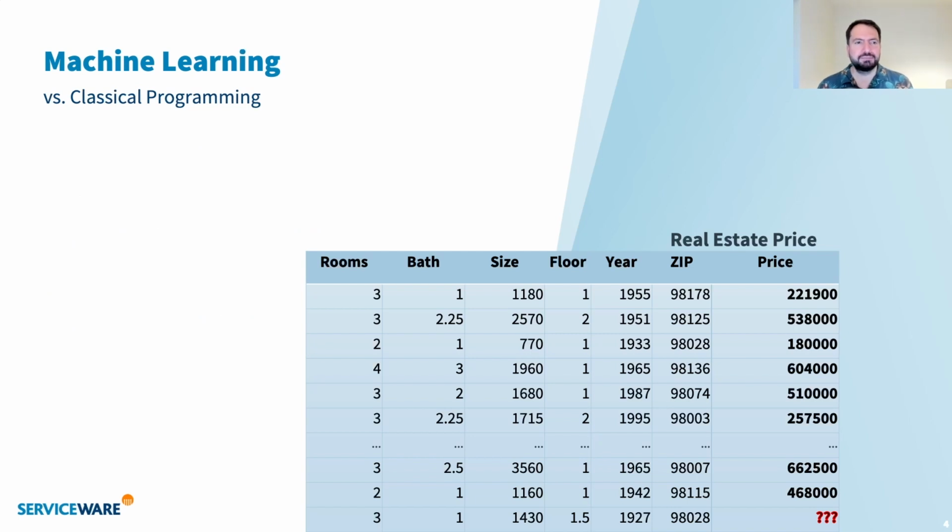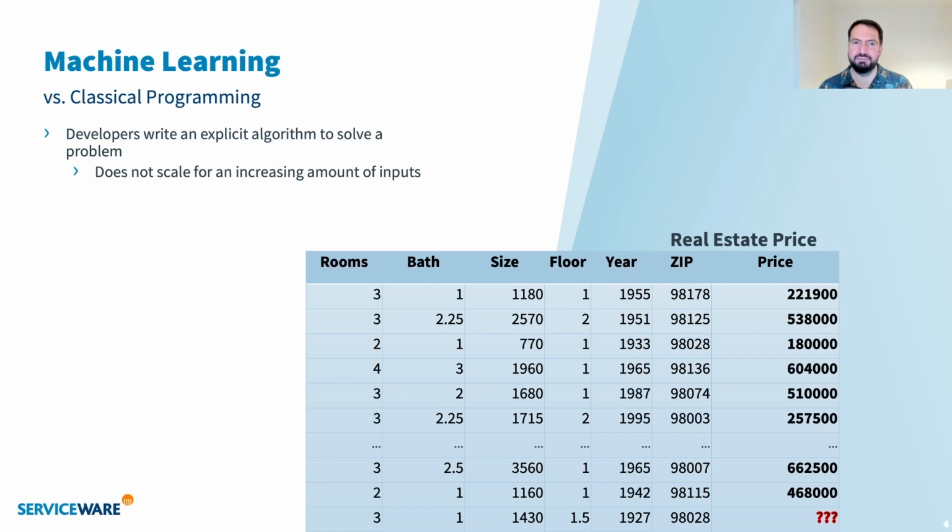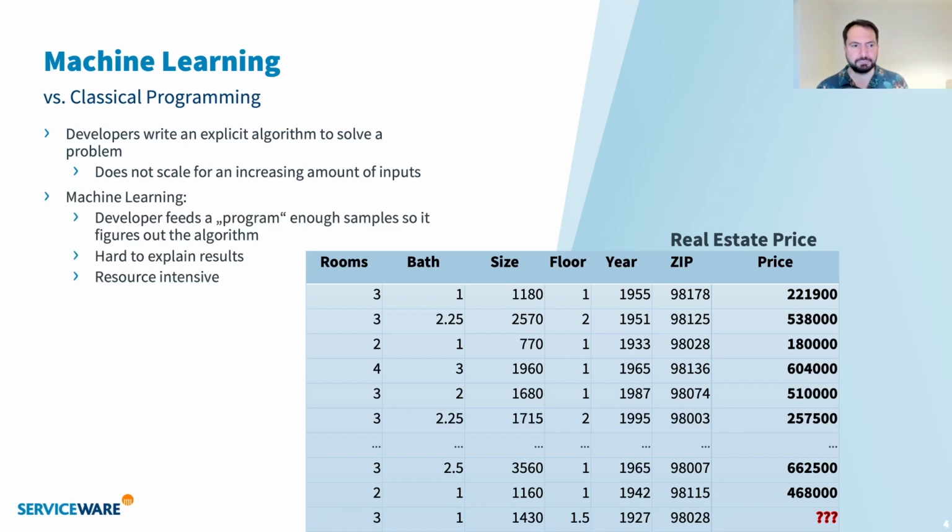So, machine learning compared to classical programming. In classical programming, a developer writes an explicit algorithm to solve a problem. That works for a certain amount of inputs. Let's say I only want to calculate the real estate price, and I take the rooms and the size into account. So that kind of works, but as soon as the amount of inputs increases, that approach doesn't scale anymore.